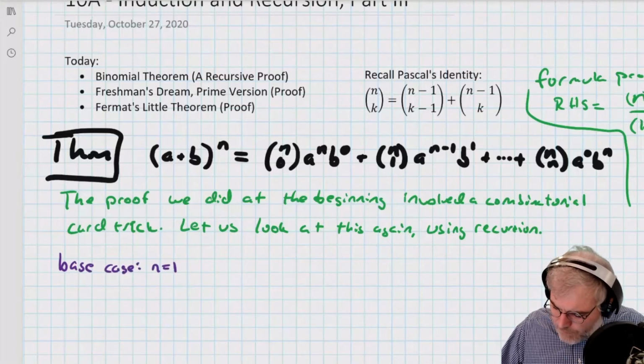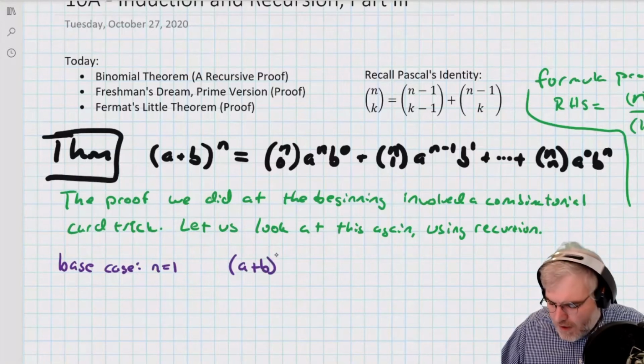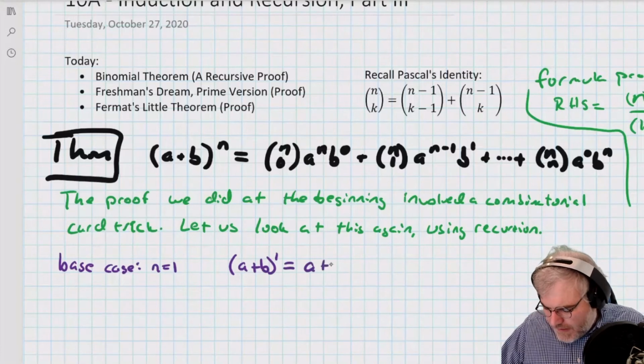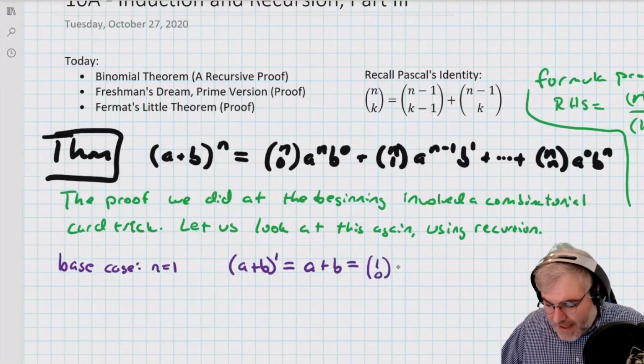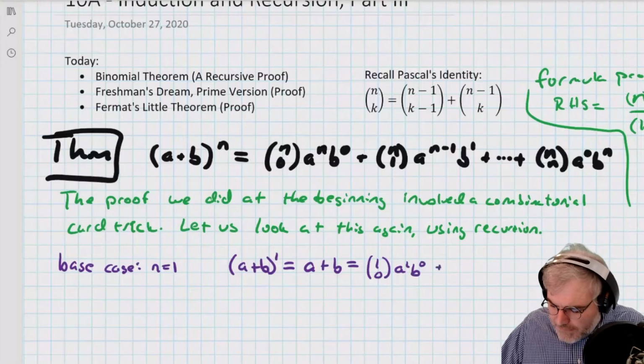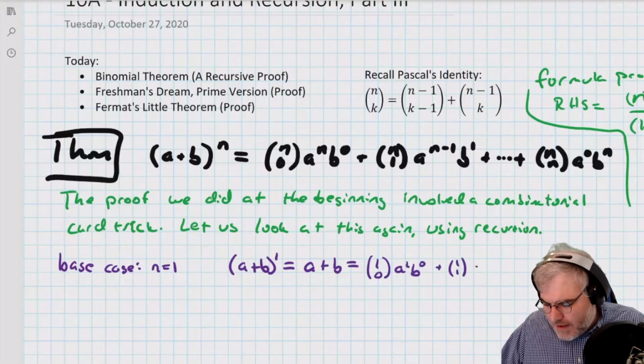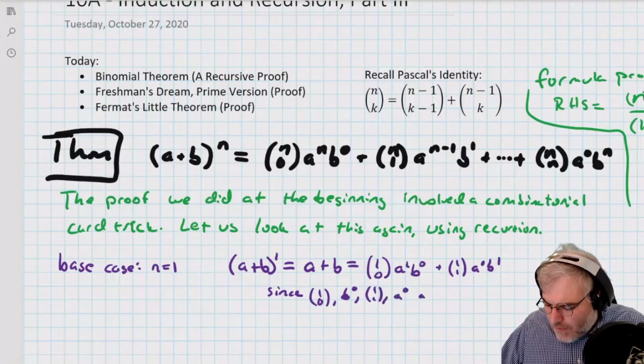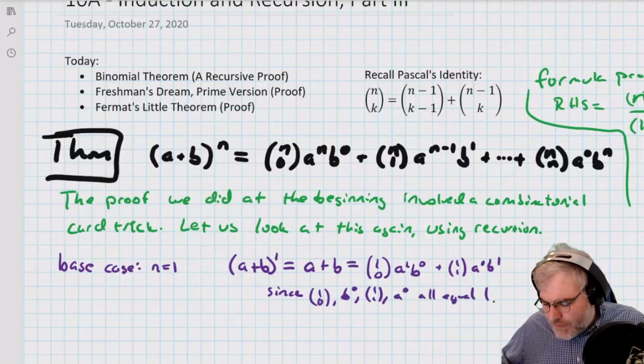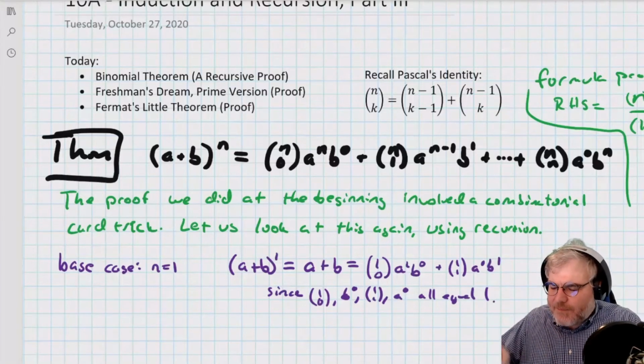All right, so let's let n equal 1. Then (a + b)^1 equals a + b, which equals 1 choose 0, a to the first, b to the 0, plus 1 choose 1, a to the 0, b to the first, since 1 choose 0, b to the 0, 1 choose 1, and a to the 0 all equal 1, and I can always multiply by 1. So, how do we feel about the base case?